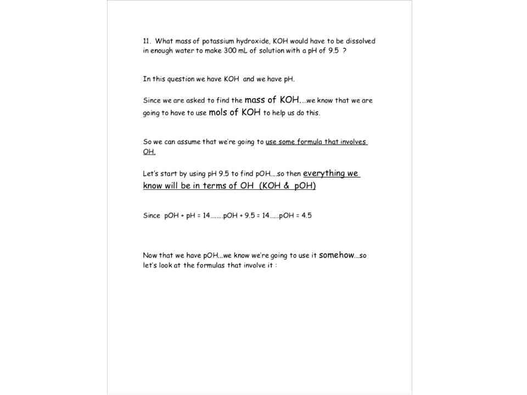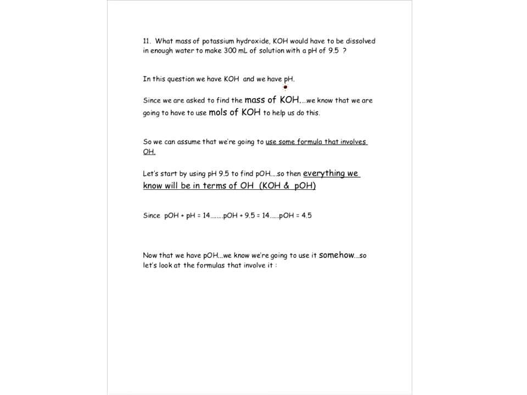Okay, no, I'm good. All right, so the next one says, what is the mass of potassium hydroxide, KOH, which would have to be dissolved in enough water to make 300 mL of a solution with pH of 9.5? So just as you read this over, you'll notice we've got OH and we've got pH. And whenever you've got the combination of OH or pOH and something that relates to pH, you know you've got to do some conversion. You've got to convert one of them into the other, because it's kind of like apples and oranges. So somehow we've got to make them into the same units.